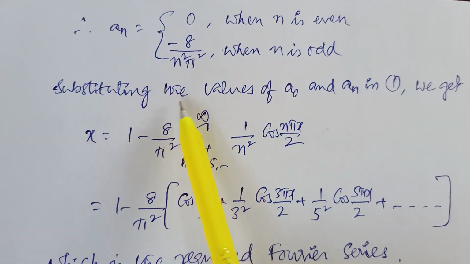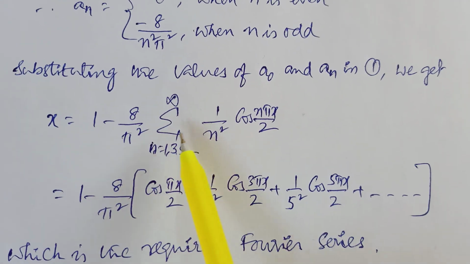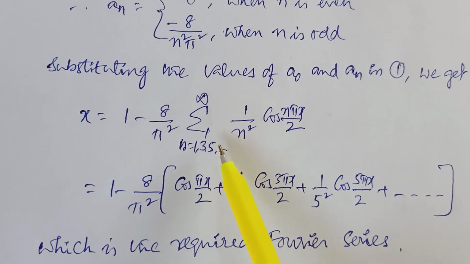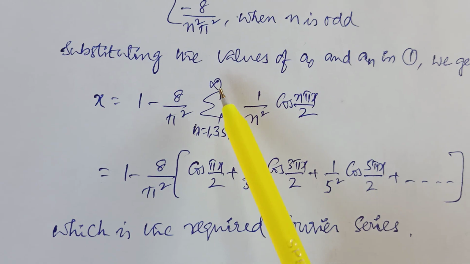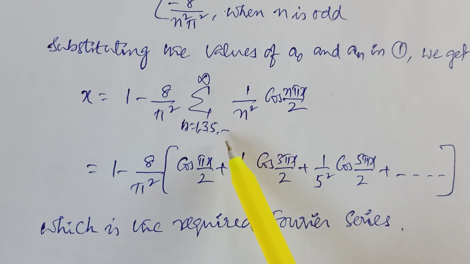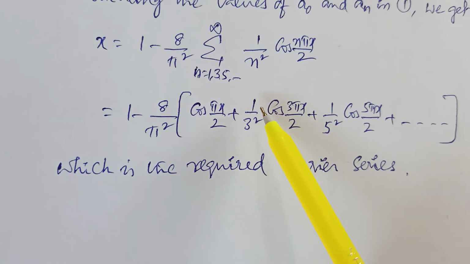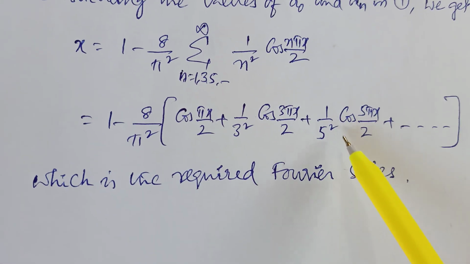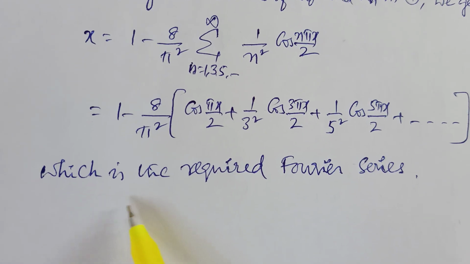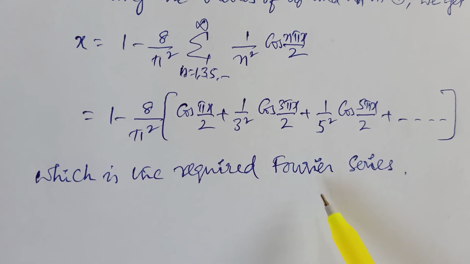Now substituting the values a0 and an in 1, we get x is equal to 1 minus 8 by pi square sigma n is equal to, for odd ones. Only for odd ones the value exists: 1, 3, 5. For evens, the a n value is 0. That is 1 by n square cos n pi x by 2. If you take the odd values 1, 3, 5 in place of n, I will get this expansion: 1 minus 8 by pi square into cos pi x by 2 plus 1 by 3 square cos 3 pi x by 2 plus 1 by 5 square cos 5 pi x by 2 plus so on. This is the required half range Fourier cosine series.